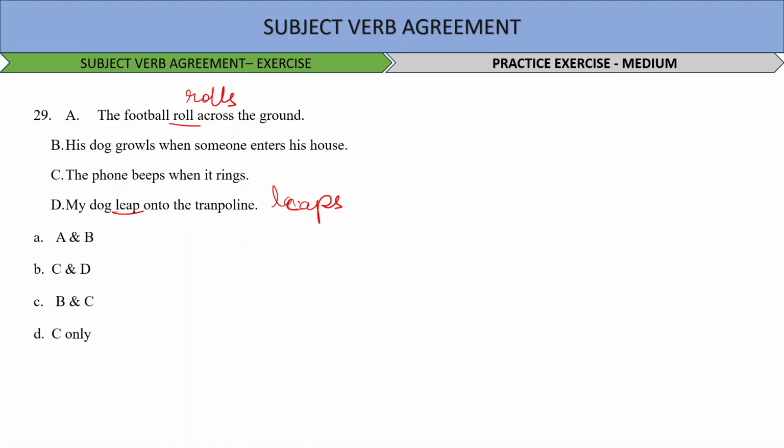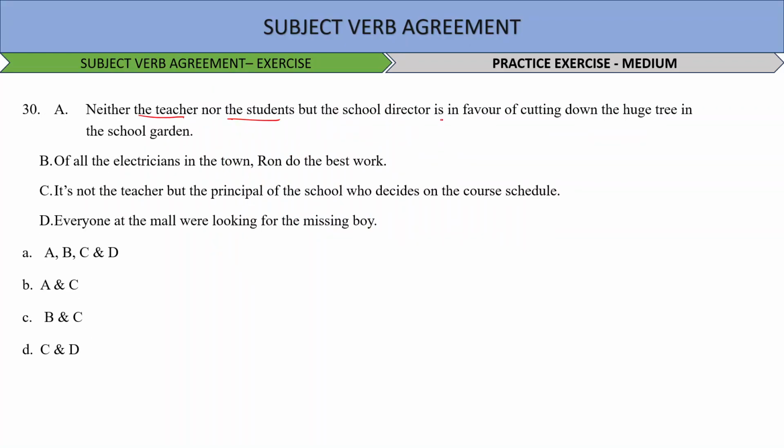Next. Neither the teacher nor the students but the school director is in favor of cutting down the huge tree in the school garden. You see in this sentence, it is correct. Of all the electricians in town, Ron do the best work. Ron does the best work, not do.